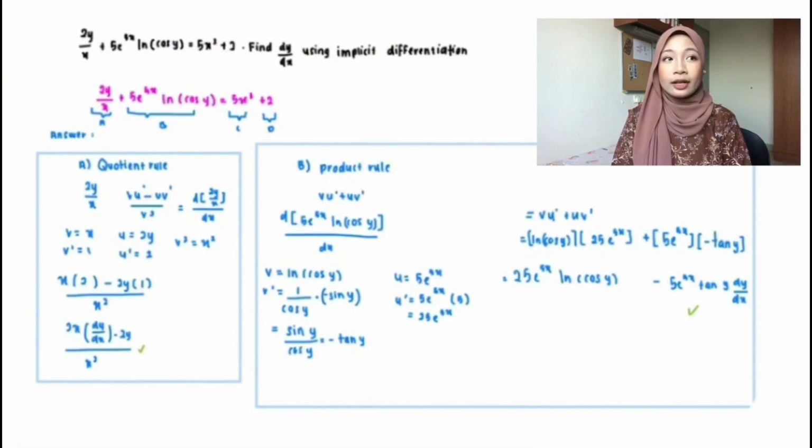Secondly, for 5 to the power of 5x ln cos y, we will put it for part b. For b, we must use the product rule. Product rule formula is vu prime plus uv prime. So we classify that u is 5 to the power of 5x and v is ln cos y. After that, we differentiate u and v. So we will get u prime is 25 to the power of 5x and v prime is negative sin y over cos y, or we call it negative tangent y. After putting it into the formula, we will get 25 to the power of 5x ln cos y minus 5 to the power of 5x tangent y multiplied by dy over dx.